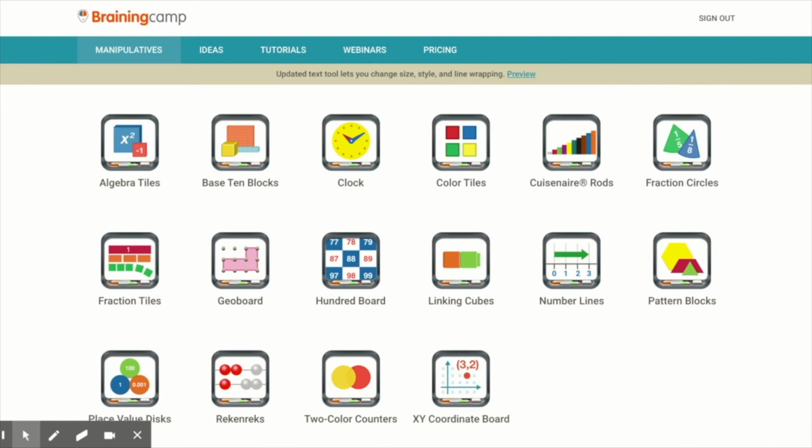Now, for K through 2, we know that the majority of these are still going to be useful to them. And for 3 through 5, there are some of the other ones, such as algebra tiles and the coordinate board. But these are all different resources for students to use. One of the main things to build fluency and understanding for students is using base 10 blocks. So we'll just take a look at it.